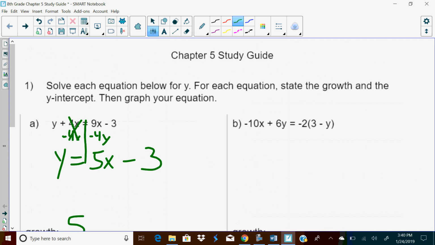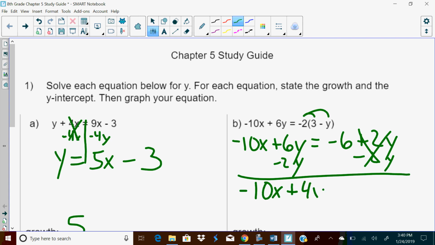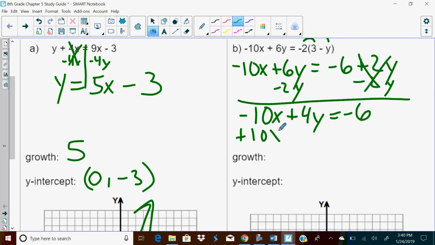For the next one, the first thing I'm going to do is distribute negative 2. So I'm going to get negative 10x plus 6y equals negative 6 plus 2y. I'm going to subtract 2y from both sides. So I'm going to get negative 10x plus 4y equals negative 6. Then I'm going to add 10x to both sides. So I'm going to get 4y equals 10x minus 6, and then divide everything by 4.